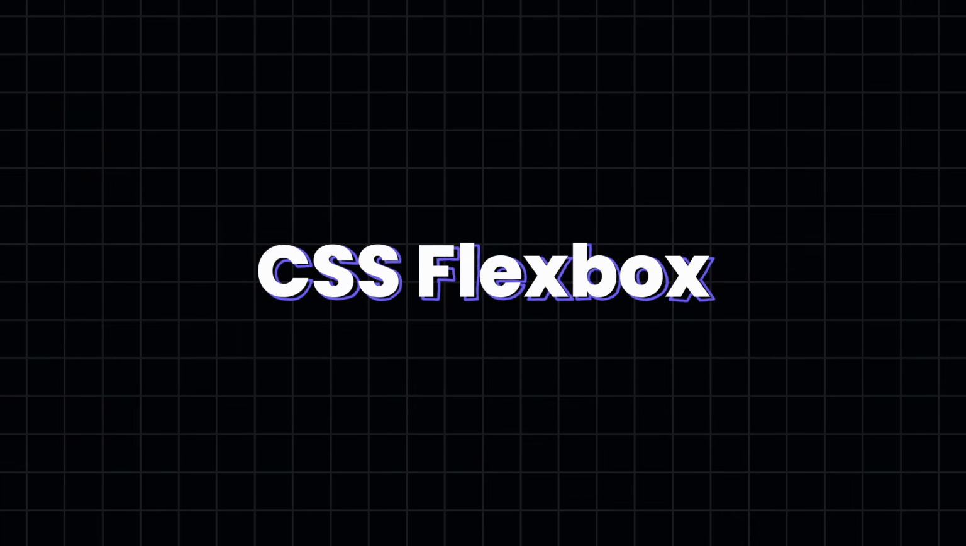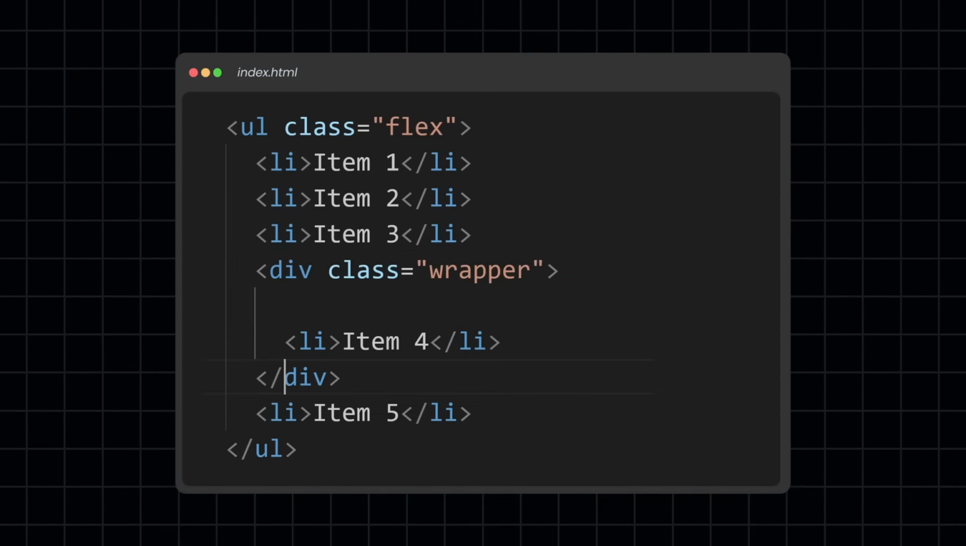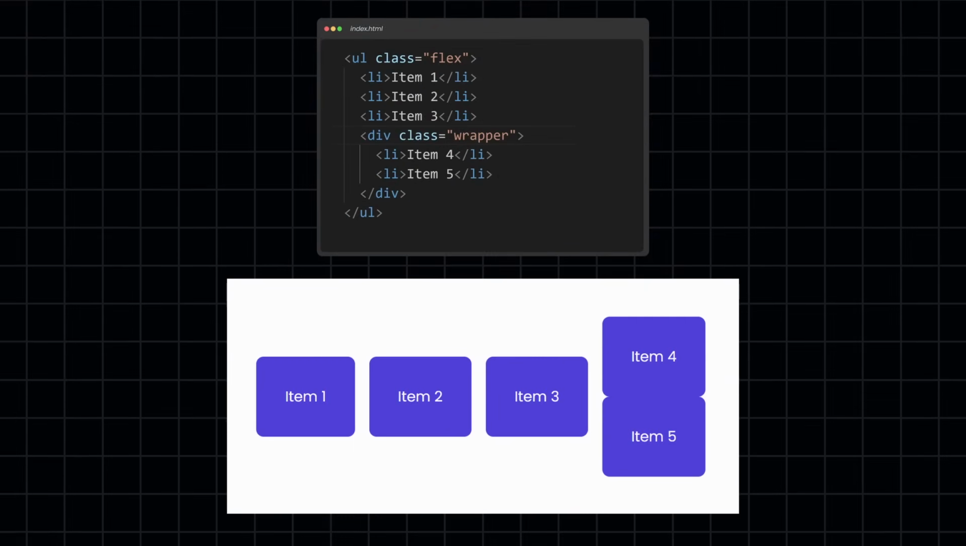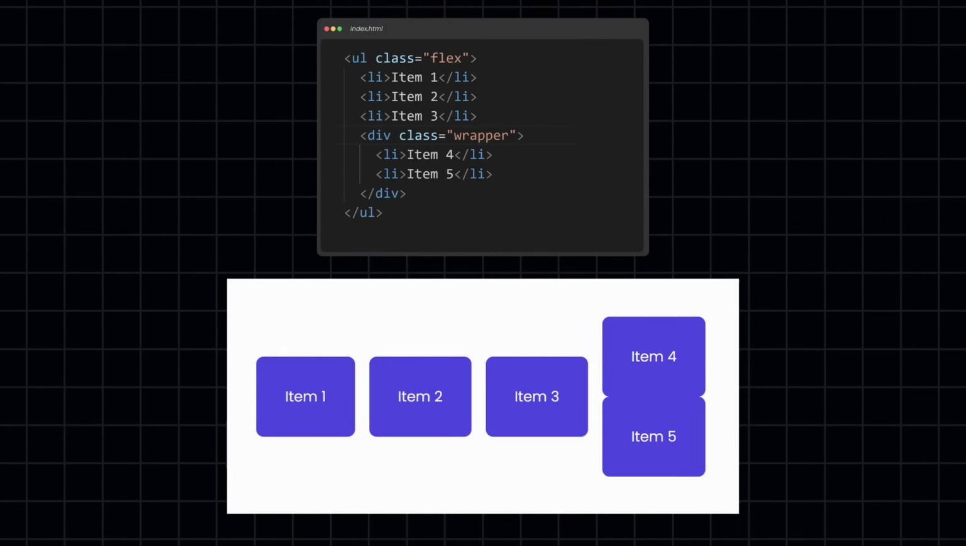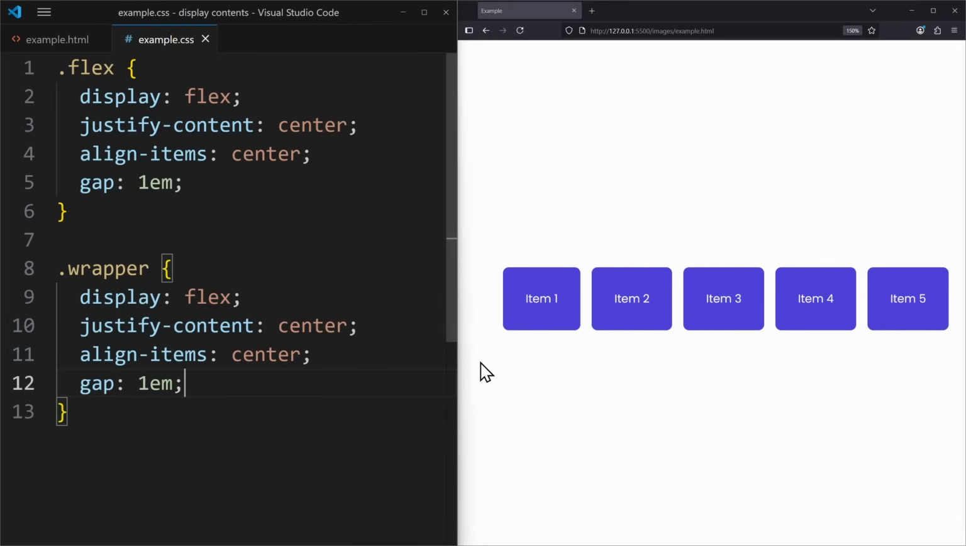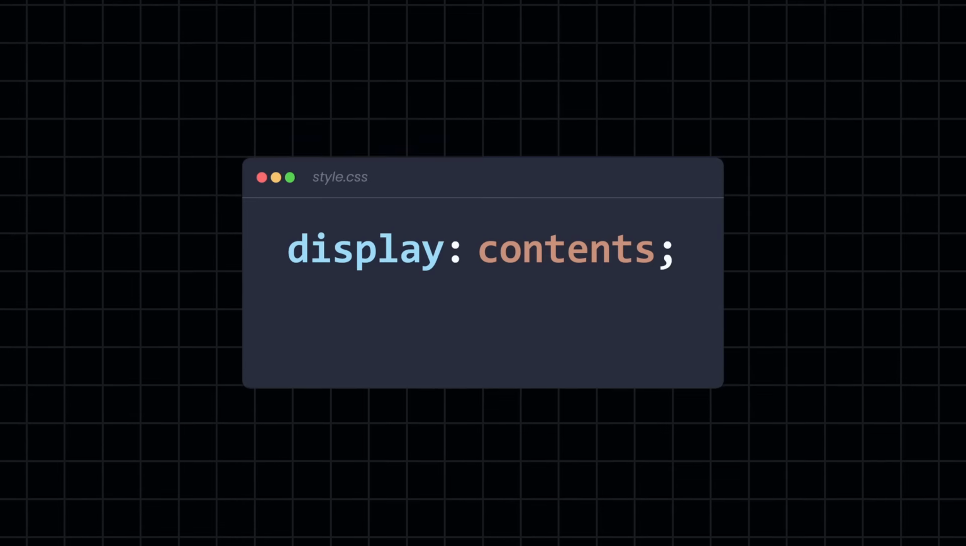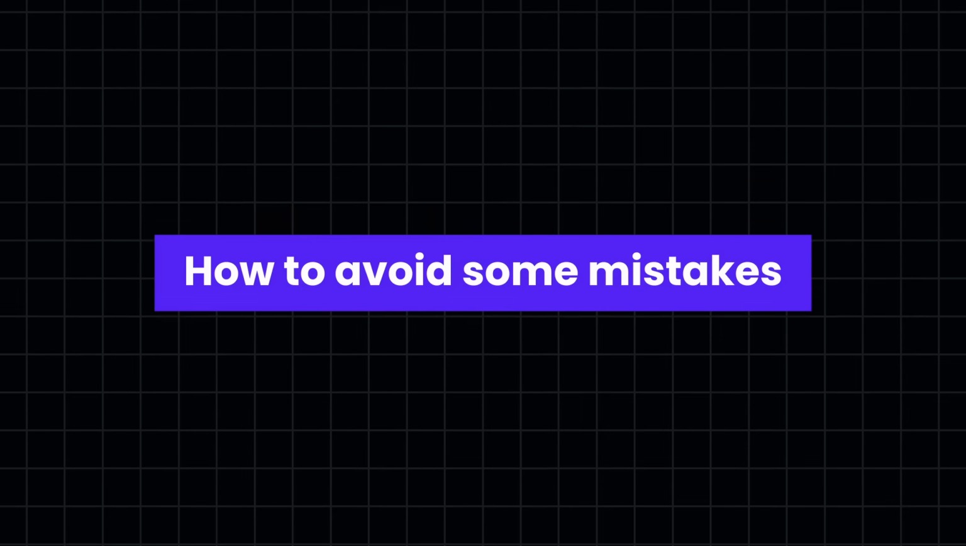CSS Flexbox is amazing, but it always had one annoying issue. Whenever you added wrapper elements to group certain parts of your layout, the Flexbox layout was broken, as it only applies to direct children of the Flex container. So you had to start over with a new Flexbox layout inside that wrapper and write the same properties again. In this video, I want to explain how you can solve this problem with the new display contents property and how to avoid some mistakes that might occur.